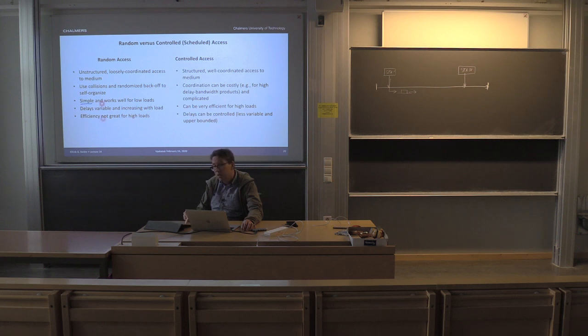Delays here could actually be quite small, but they could also be quite long, so they're more unpredictable in this sense. Here they're more predictable, typically longer, but they don't vary so much around the average. So which one to pick depends. Both of them have pros and cons, so one has to select the medium access control depending on the application and also on the delay bandwidth product and a few other things. So, any questions?